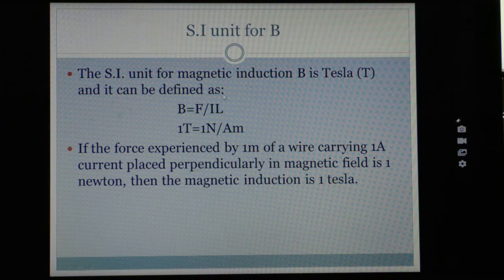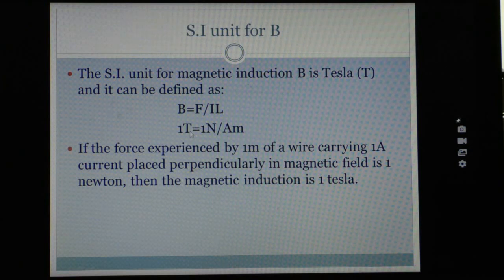And it can be defined from the equation F is equal to BIL. When theta is 90, sine of 90 is 1. So we get F is equal to BIL, and from that equation, solving for B, B would be equal to F over IL. So the unit of magnetic induction would be 1 Tesla when F, that is the magnetic force, is equal to 1 Newton, electric current I is equal to 1 ampere, and L, the length of the conductor carrying current I, is 1 meter.